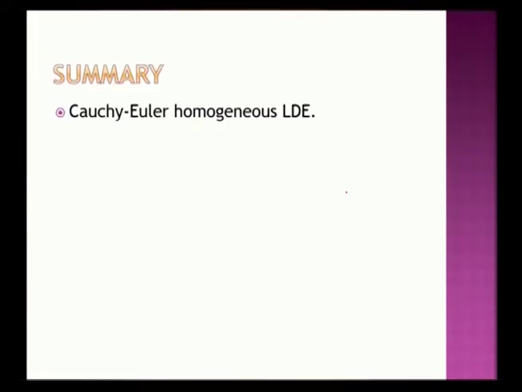So, in this example, we learnt how to get the solution of a non-homogeneous differential equation which is reducible to a linear differential equation with constant coefficients. Summary: after listening to this lecture, we know how to reduce the Cauchy-Euler homogeneous linear differential equation to a linear differential equation with constant coefficients, and how to obtain the solution of a linear differential equation with constant coefficients.